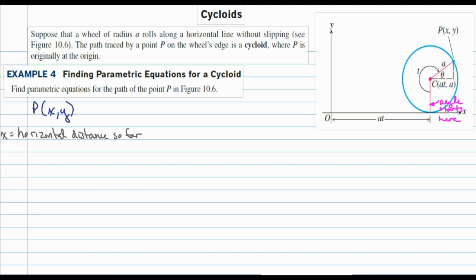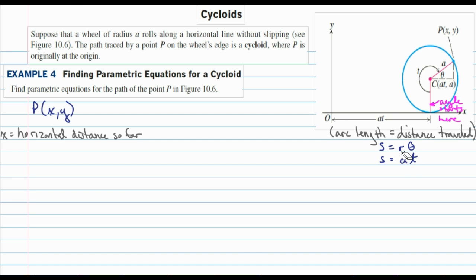So let's look at x first. x is the horizontal distance so far. Now the horizontal distance so far is up to the center of the wheel, and that is going to be the circumference, or portion of the circumference, that has rolled along the ground. So in other words, we're looking for arc length. So we can say arc length is the total distance traveled. Well, arc length we know is s equals r times theta, theta being in radians.